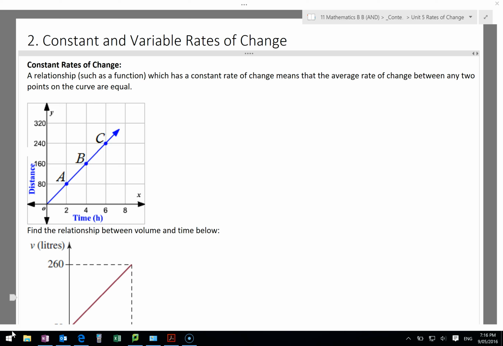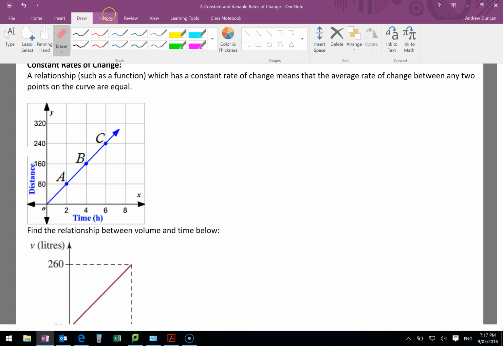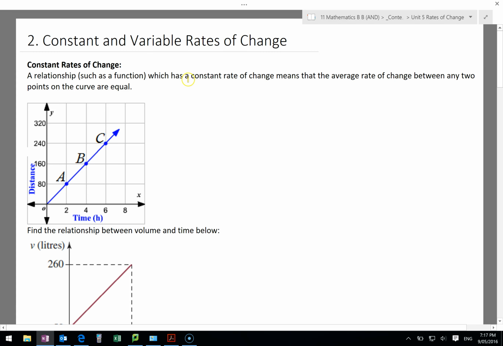The purpose of this video is to show the difference between constant and variable rates of change. Got a bit of text here to highlight: a relationship which has a constant rate of change means that the average rate of change between any 2 points on the curve are equal. Okay, let's see if we can highlight that.